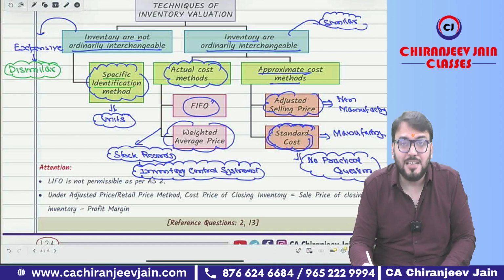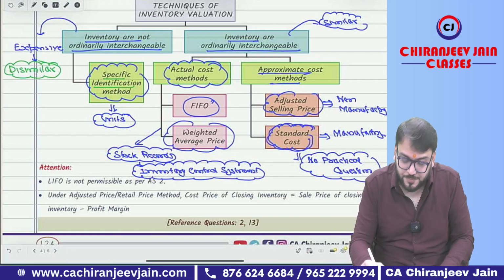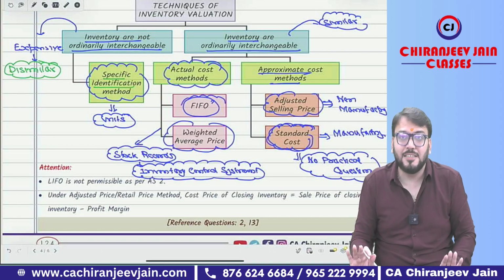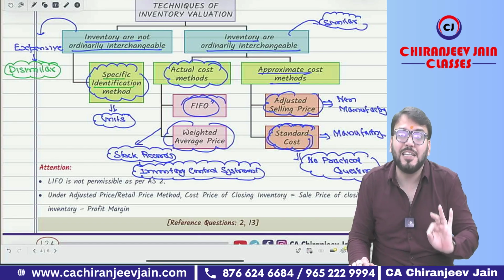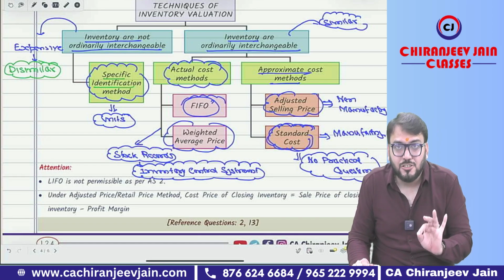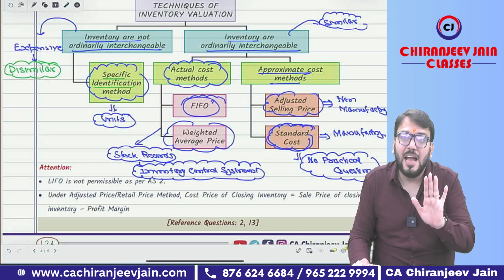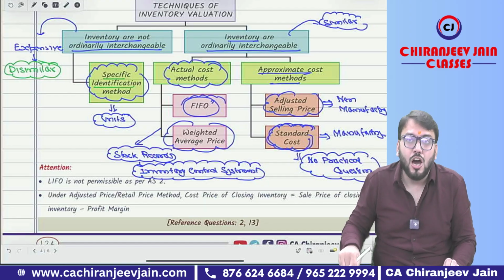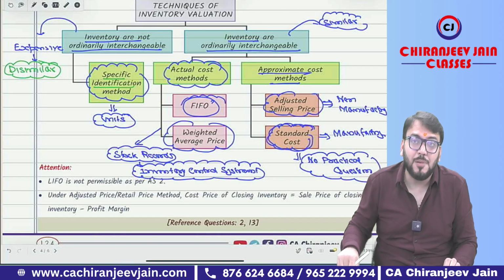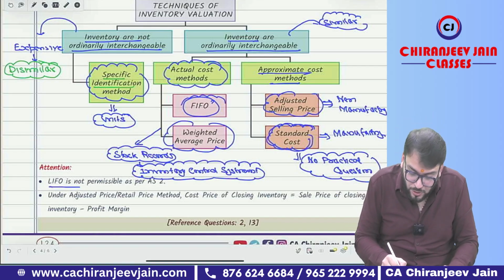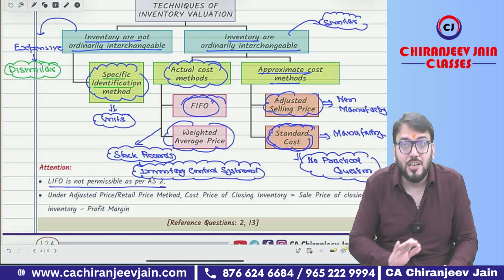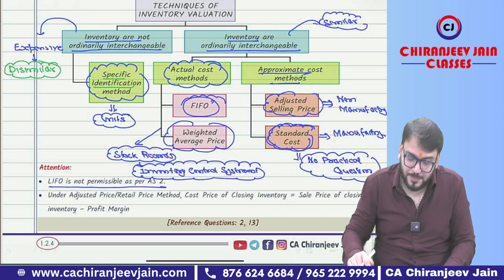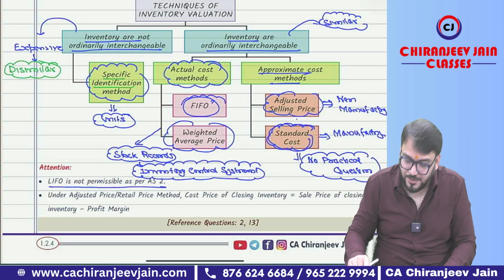Yes. So what is the adjusted selling price method? I will explain first. Then I will take one question from FIFO and weighted average price method. One thing is clear that last in first out is not applicable in India. AS 2 has given clear information that we can apply FIFO or weighted average price method. It means we can't apply last in first out. So LIFO is not permissible as per AS 2. Now coming to the adjusted selling price method. First I will take a question from the adjusted selling price method.